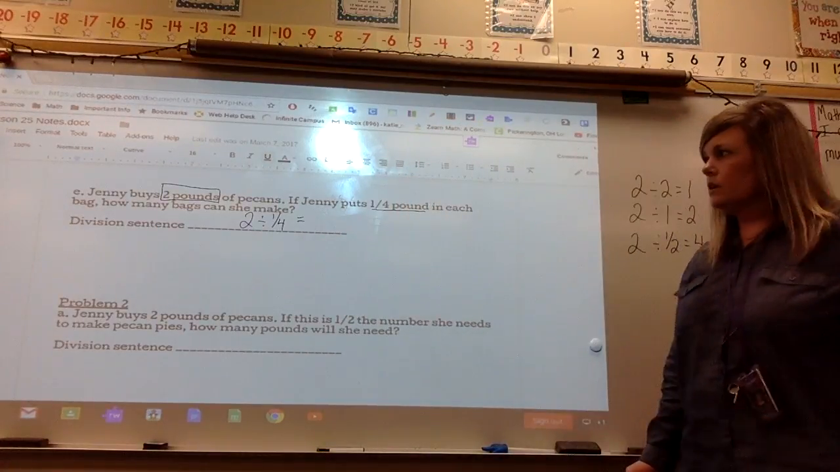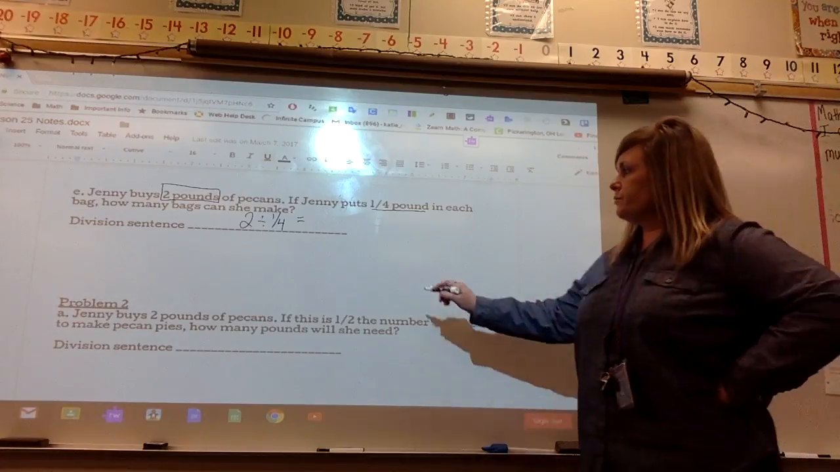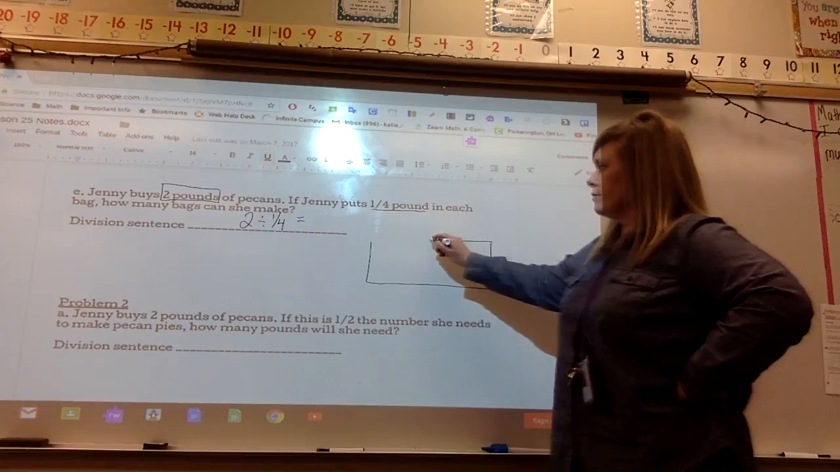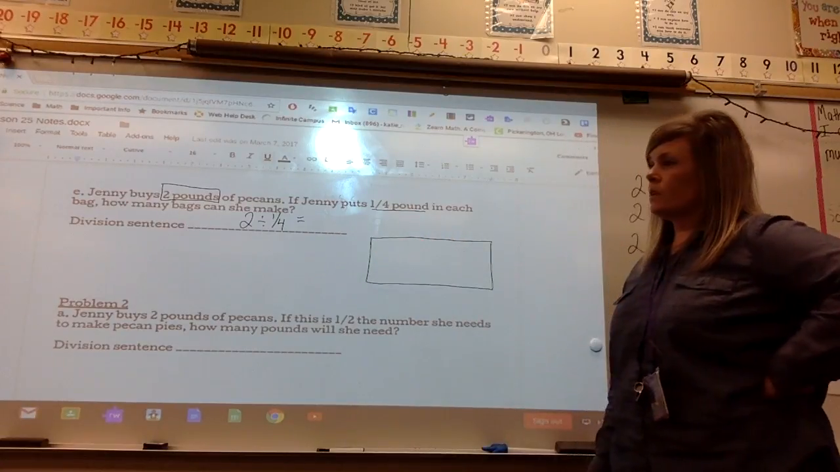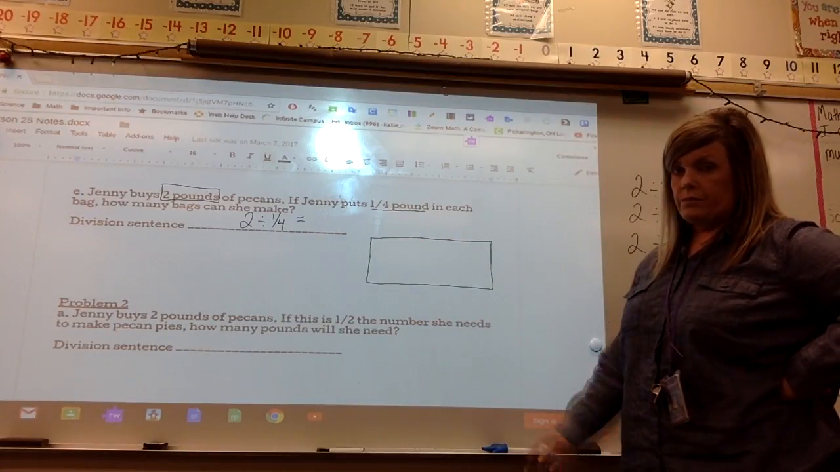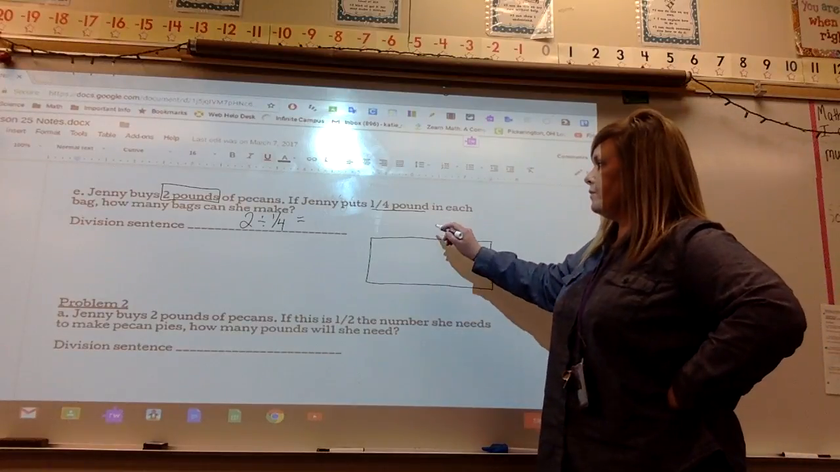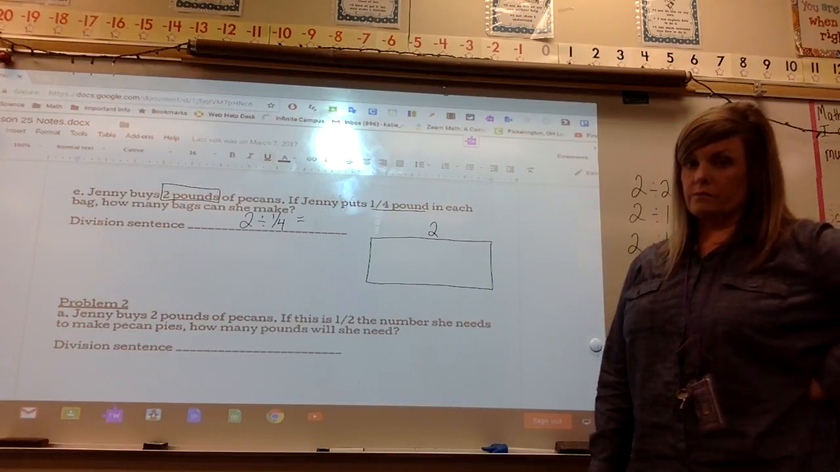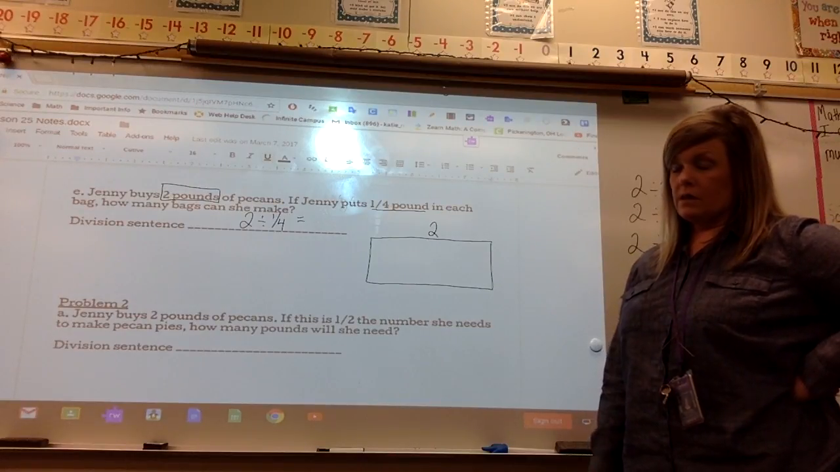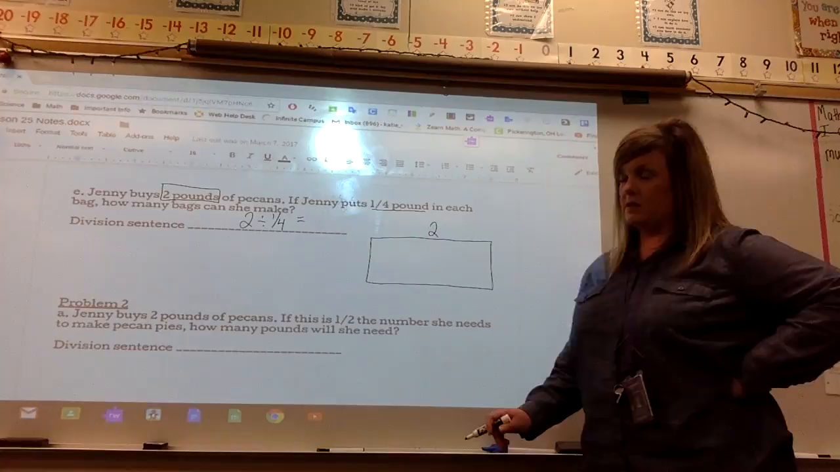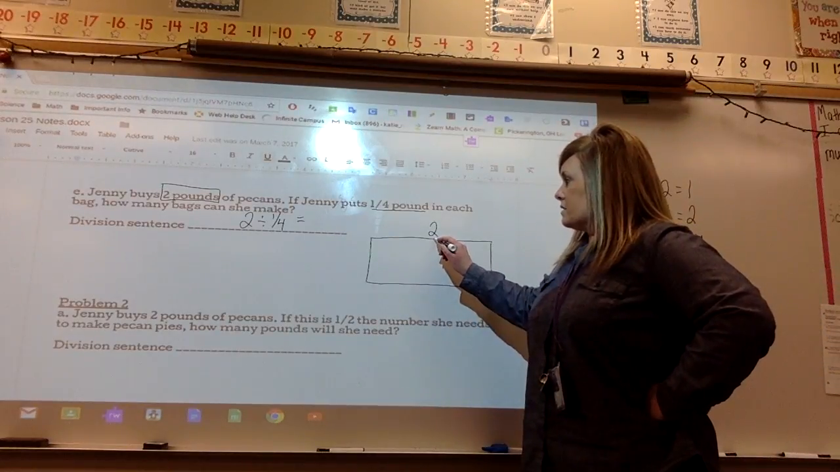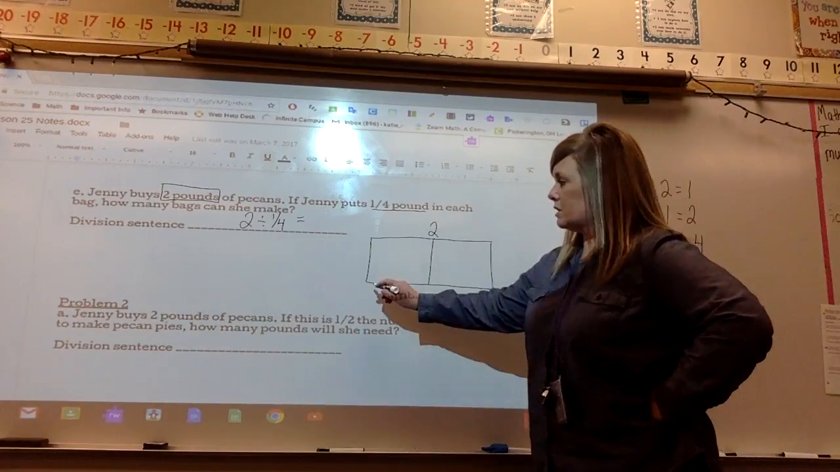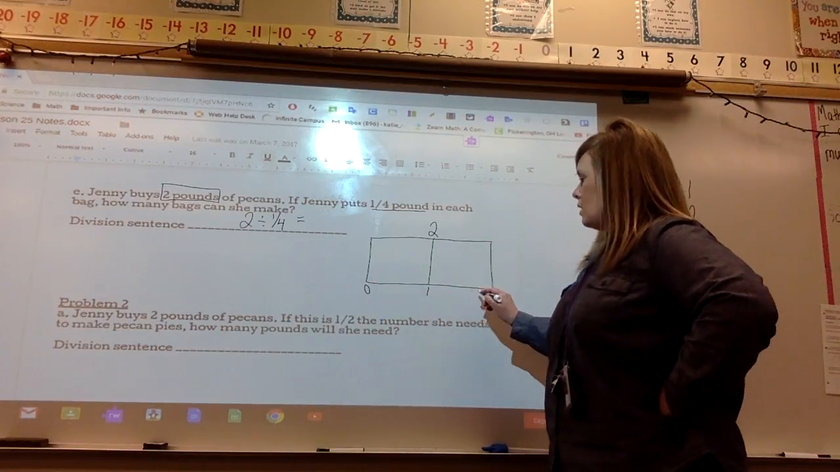Write it down. Let's draw our tape diagram. All right, here we go. Starting at the top, she's starting with 2 pounds, okay? And once again, if you need to pause it, pause it. So I'm going to break this into 2 sections simply because she's starting with 2 pounds. And I'm going to label down here 0, 1, 2.